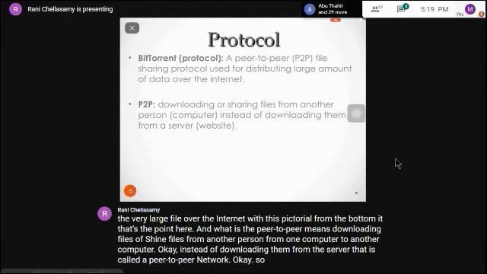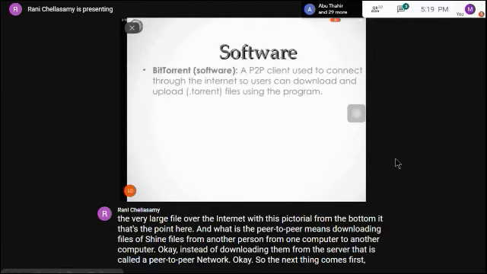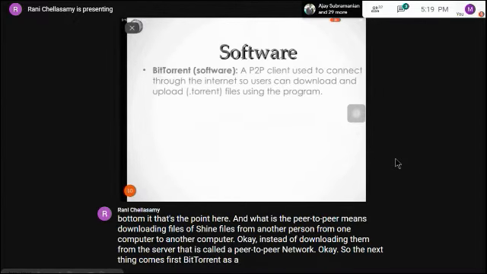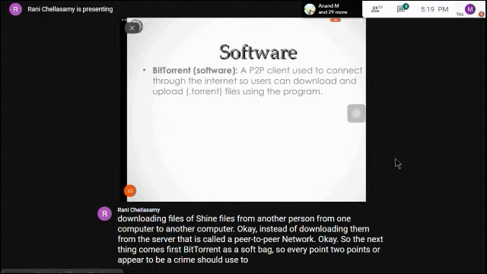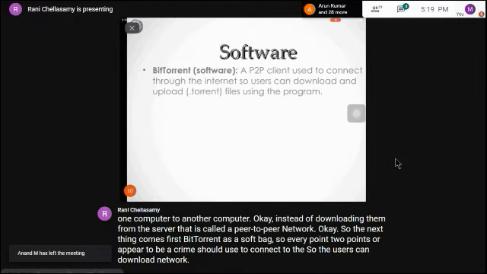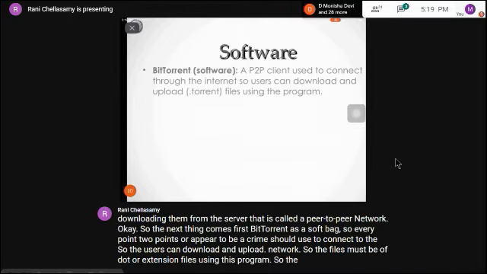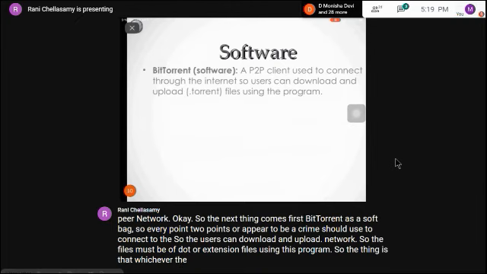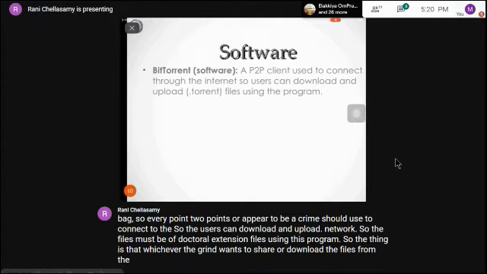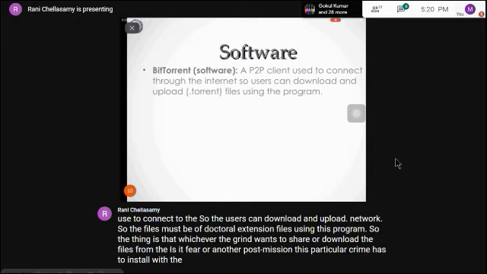The next thing is BitTorrent as a software. Every peer-to-peer client should use it to connect through the network, so the users can download and upload. The files must be of .torrent extension using this program. Whichever client wants to share or download files from another peer or host machine has to install the BitTorrent software on that client machine.